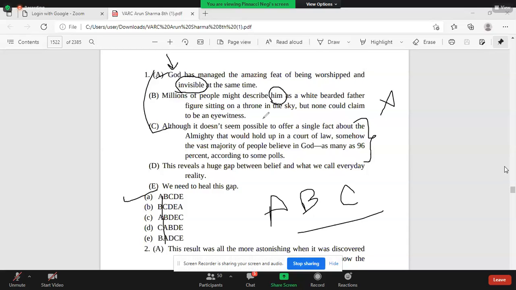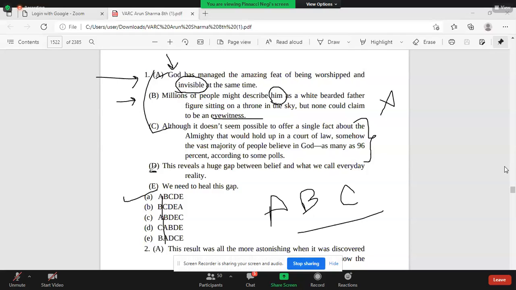So then they say that none could claim, people believe him, but none could claim to be an eyewitness. And then they further say that it is not possible to offer a single fact about him, yet people believe him. Now, students, this one is clearly your opening sentence. And B, of course, looks like a logical extension of that idea, because we're talking about how he's invisible and no one has seen him and no one can be the eyewitness, so related ideas.